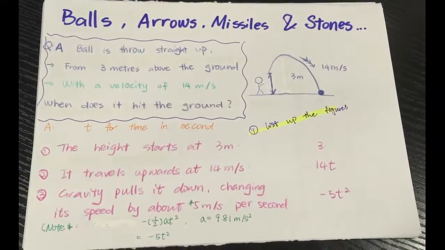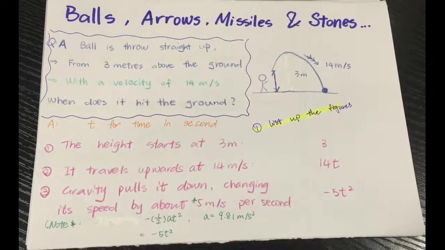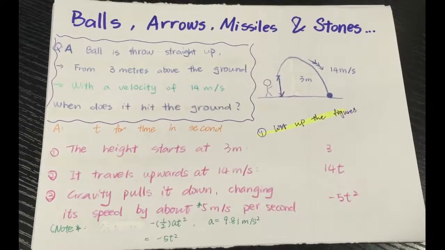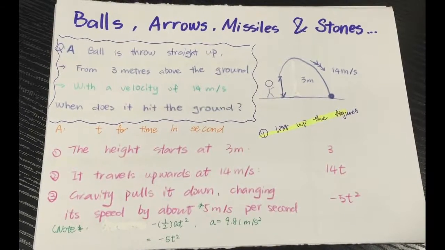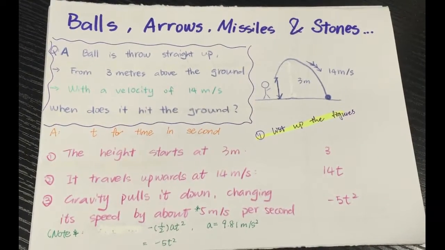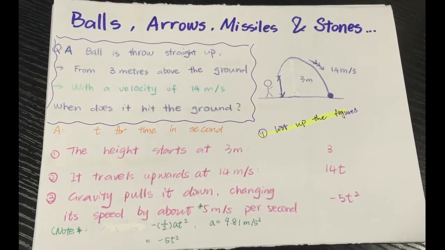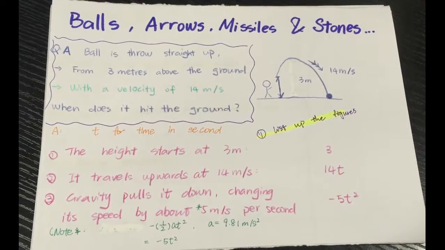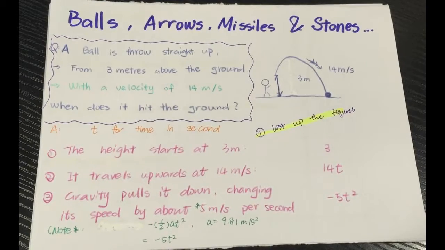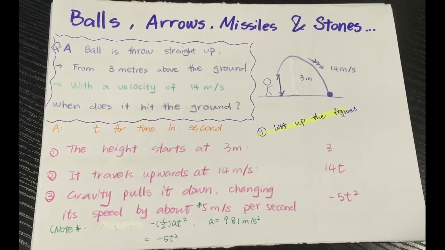I'm going to do a real-life example about balls, arrows, missiles, and stones. If you throw a ball, shoot an arrow, fire missiles, or throw a stone, it will go up into the air, slowing down as it goes, then come down again, and a quadratic equation tells you where it will be. For the example, a ball is thrown straight up from 3 meters above the ground with a velocity of 14 meters per second. When does it hit the ground?